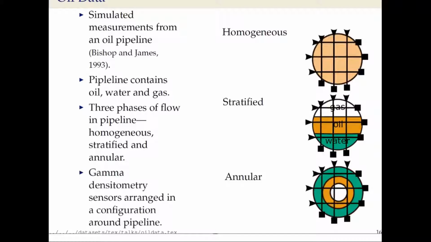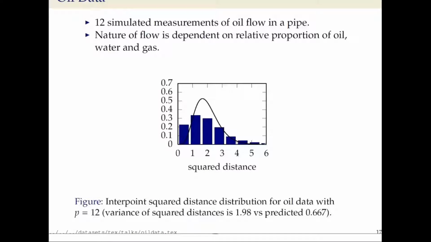Oh, there you go. I should have actually shown that. So they're gamma densitometry sensors arranged in a configuration around the pipeline. And then you get different readings across these sensors according to what the flow regime is. Now, if you look at this, the theory of what the interpoint distance is, this is the theoretical curve, and this is the actual histogram, sorry. So there's a mismatch, even at 12-dimensional spaces.